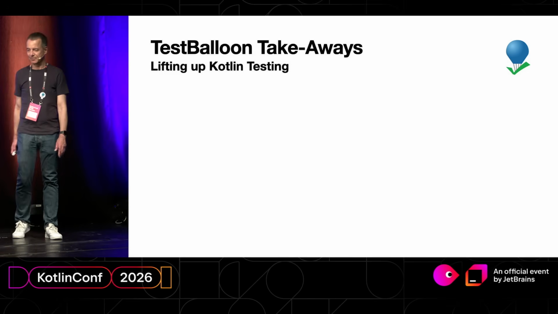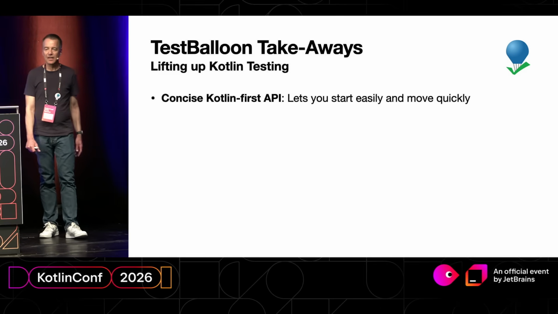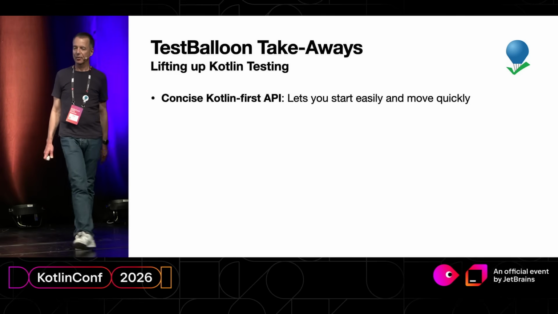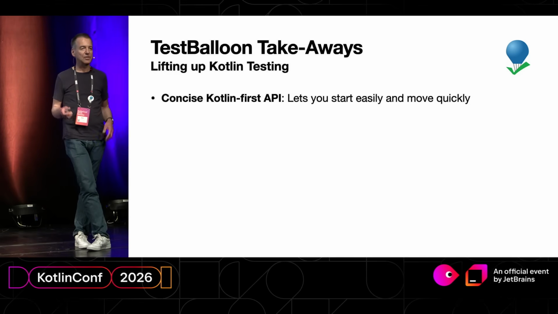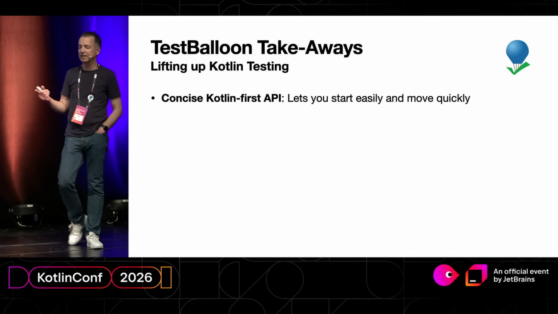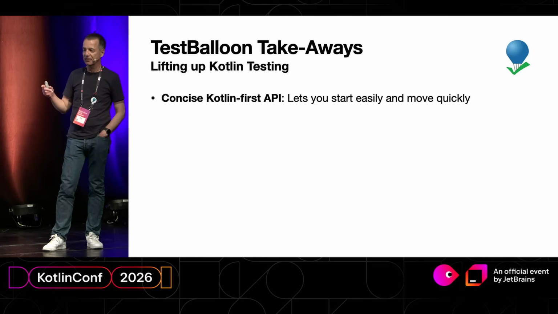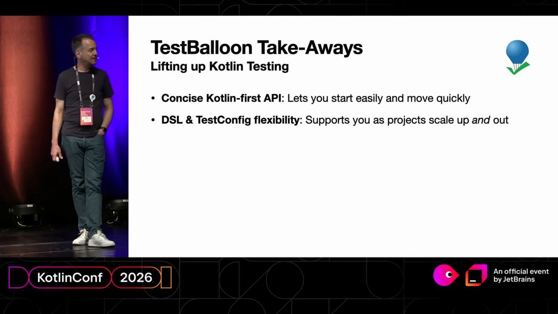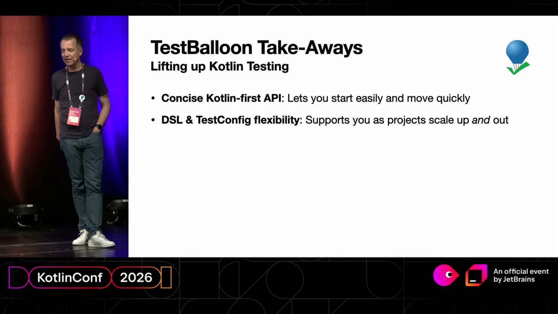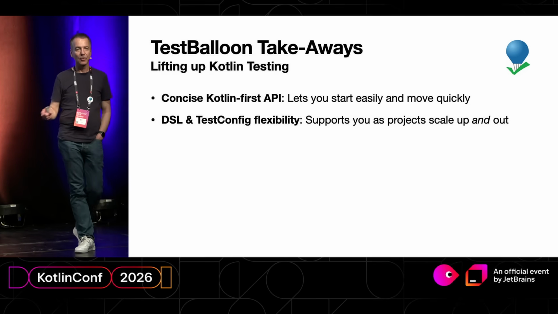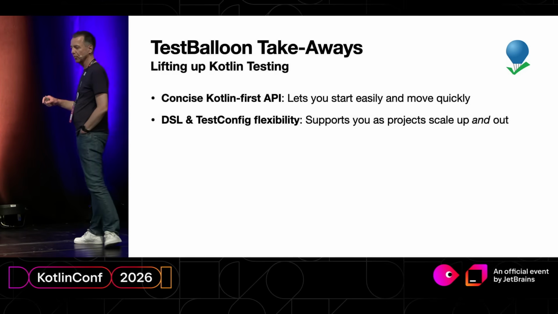So takeaways. If we have a 2026 style Kotlin test framework, we have a concise API which lets you start easily and move quickly because it just doesn't take time to learn stuff, right? You have a very short learning curve. The DSL and its flexibility supports you as your projects grow and as you scale up or scale out across targets. Yeah, TestBalloon will always be there.